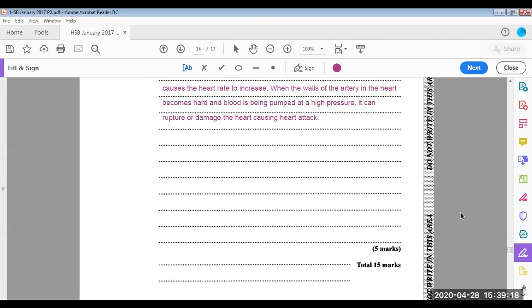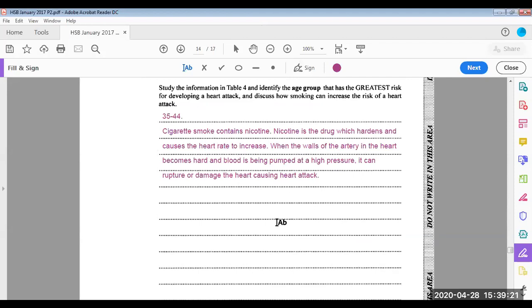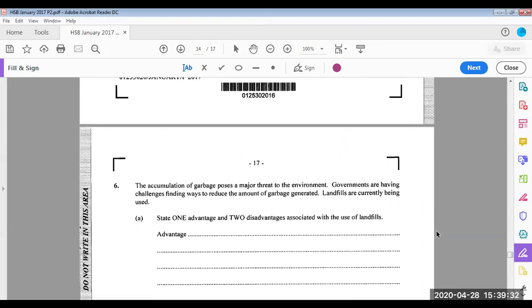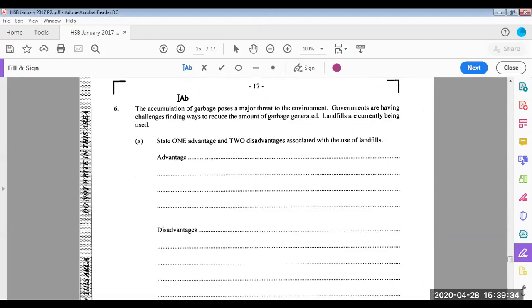All right, next one. Look at how many lines it has. So you could actually include a lot more to this. Last one, right? Number 6.